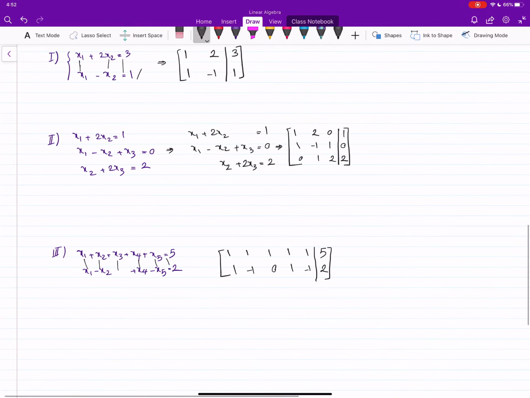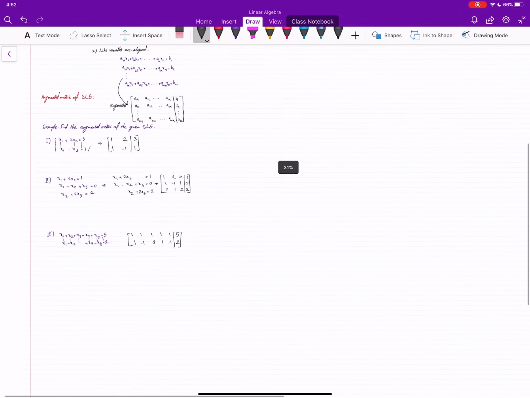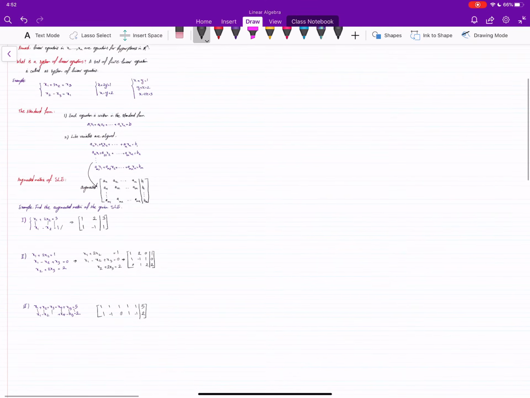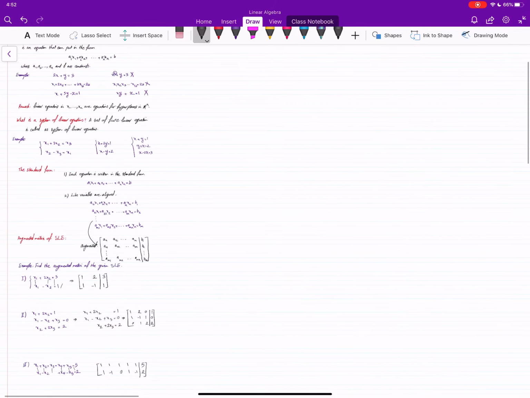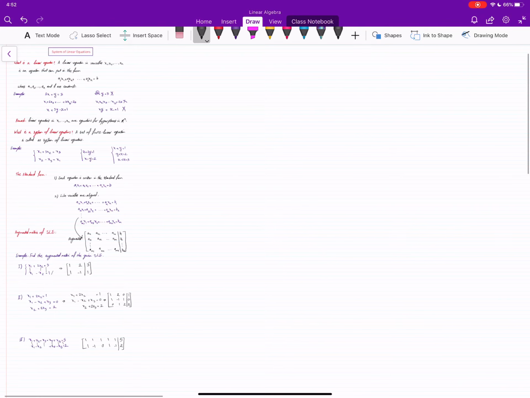So you have to now know what is a system of linear equations, what kind of equations are called linear, and how to find the augmented matrix of a system of linear equations.